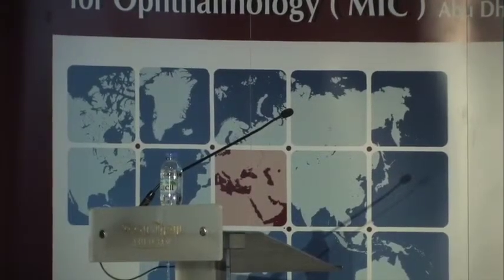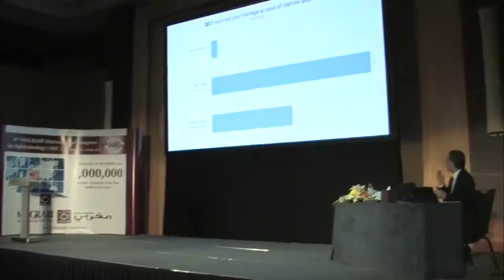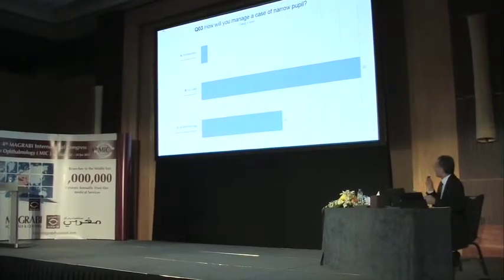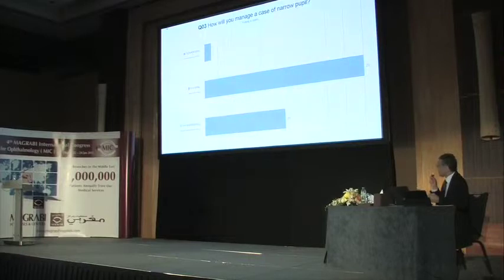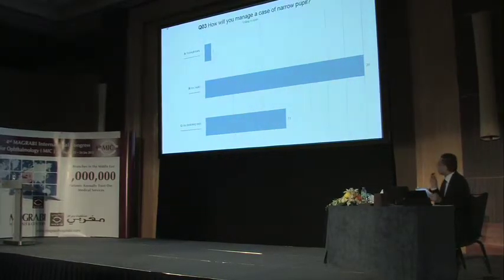Thank you very much, Sharif. So for the question, I think 2/3 would use the iris hooks and 1/3 would use the iris stretching rings. And Dr. Tjia will give us his experience in managing the small pupil.